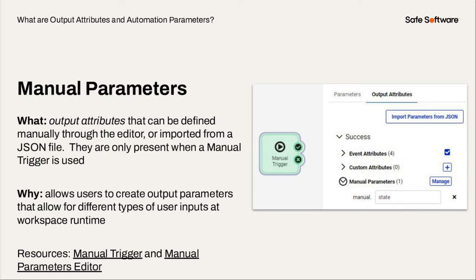Similar to user parameters, they can be configured based on each type that you might use, so text, choice, and so on. Once configured, they can be useful in testing workflows or creating automation apps that allow for different types of user inputs at workspace runtime. We'll be able to see this in action a little bit more later on when we get to the demos.